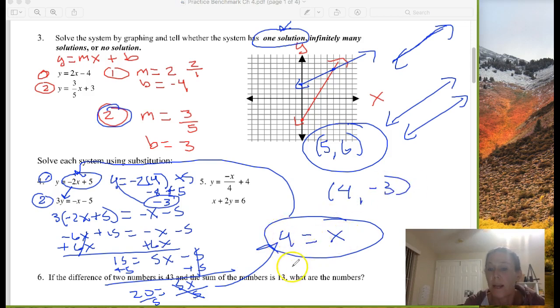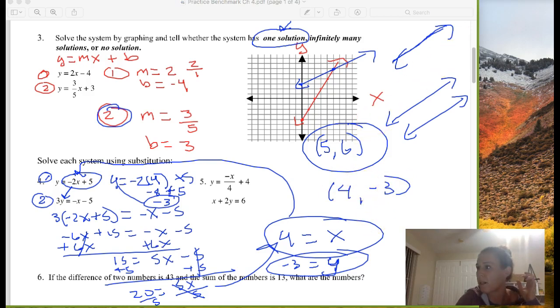Or write x equals negative 4 and write negative 3 equals y. Write those out, okay? So y, that's a y. Sorry, it's really hard to write with this. So 4, negative 3, x, y. Don't flip them around. Be very careful. All right, so that's number 4.